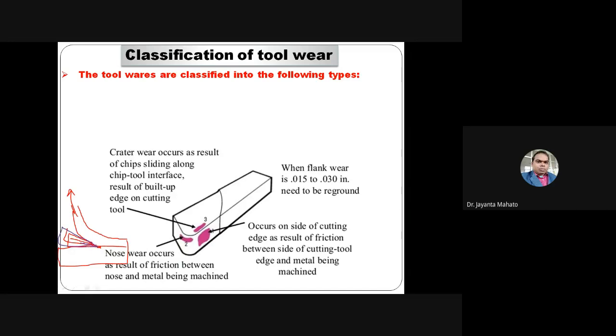So this is the tool, and the one in red color is the workpiece. In this case, what happens? The tool wear occurs due to the contact between the chips and the tool surface, and between the finished surface and the tool surface, and at the nose region or the cutting edge.